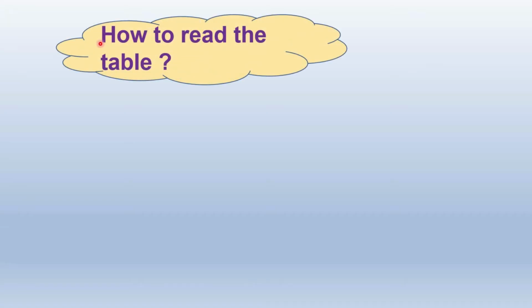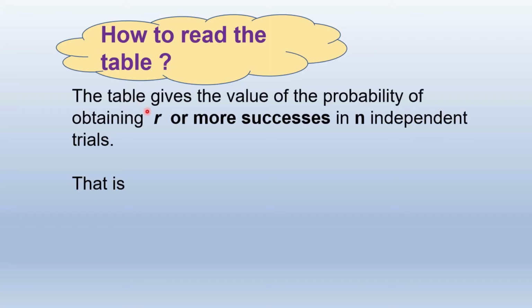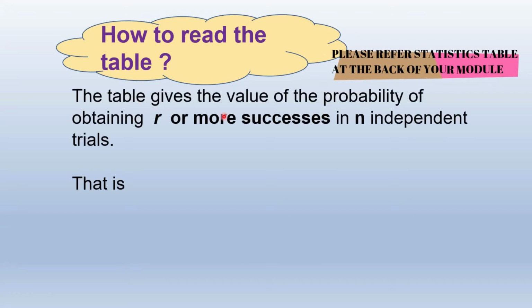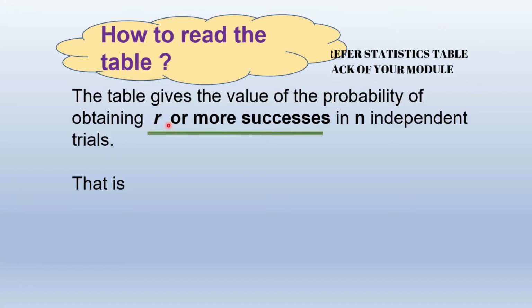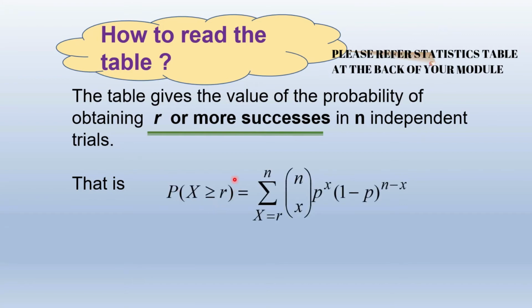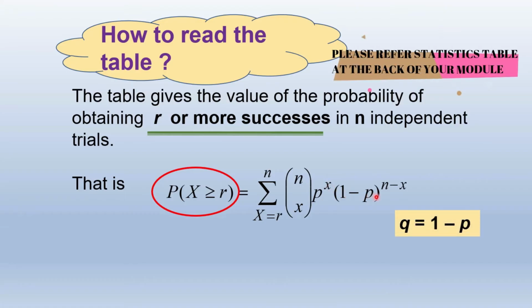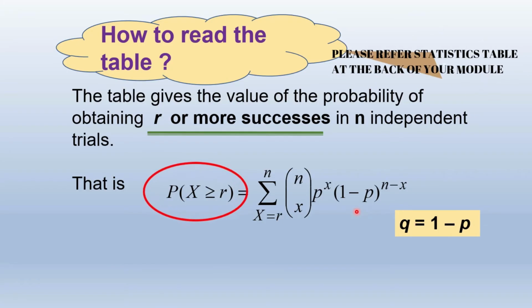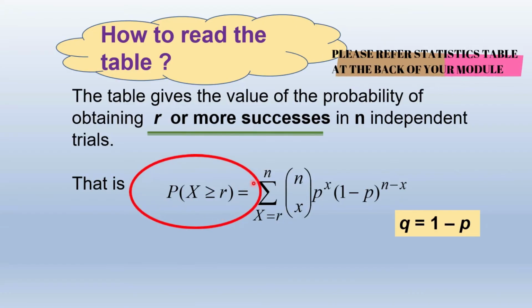Okay, let's continue on how to read the tables. The table gives the value of the probability of obtaining R or more successes in an independent trial. That is, the probability for x more than or equal to R is equal to the summation of x equals R until n of nCx p to the power of x, (1 minus p) to the power of n minus x. Note that the relationship between p and q is q equals 1 minus p. So you have to take note that to read the table, you need to find the probability for x more than or equal to R.